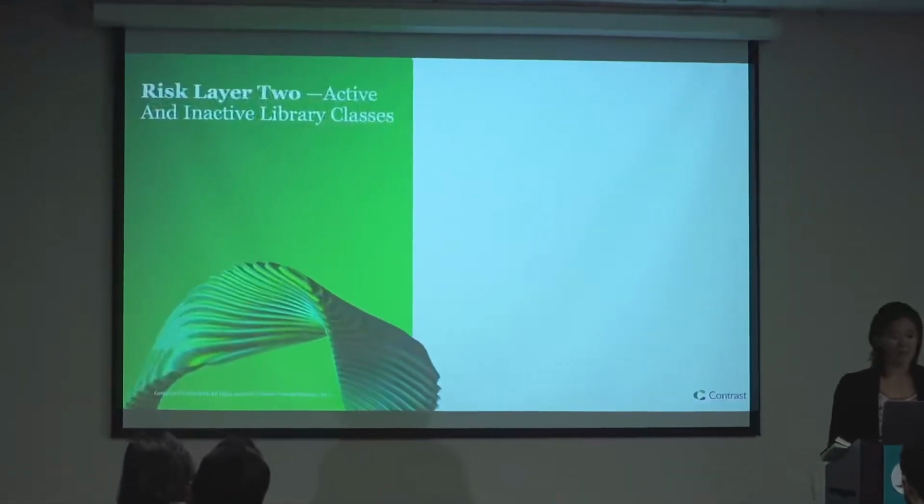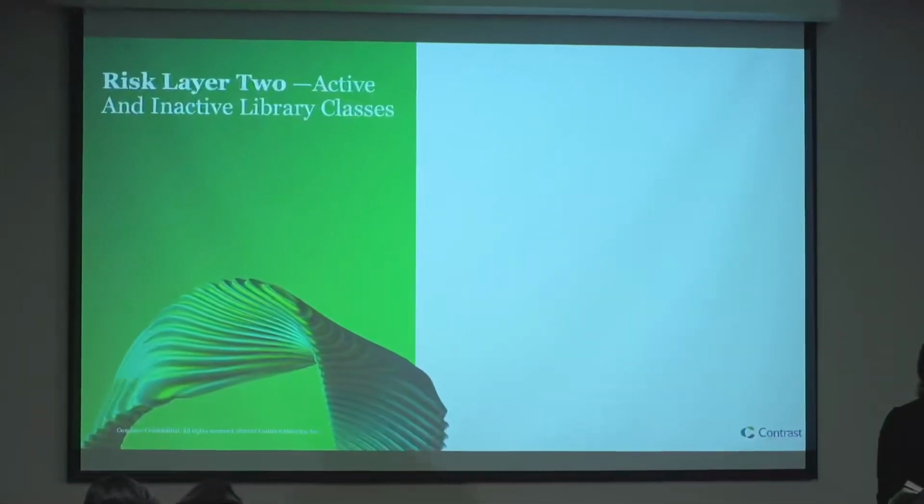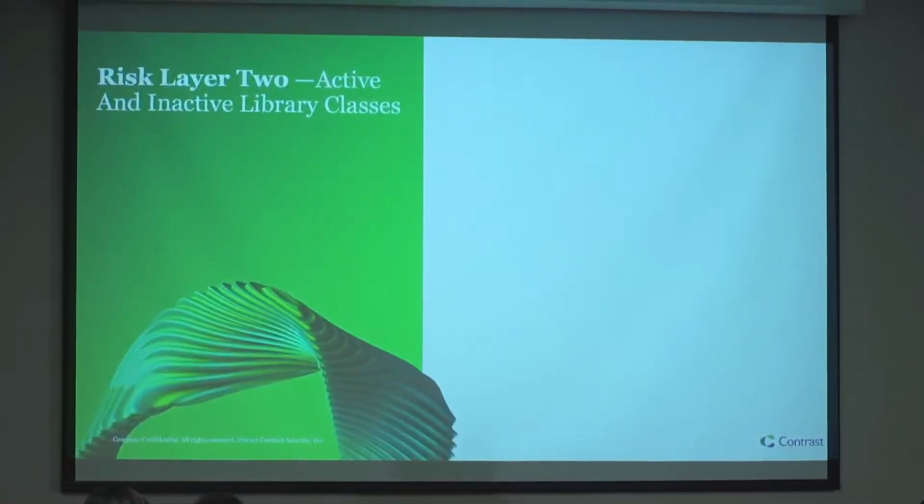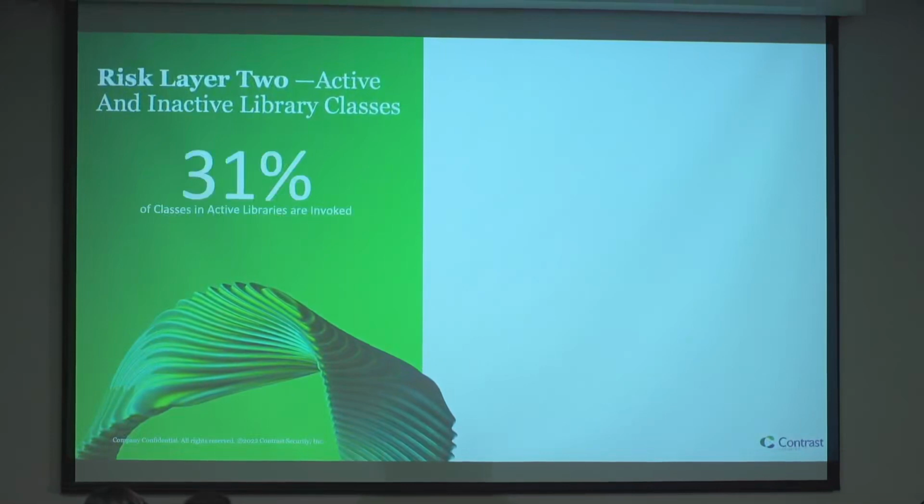All right, let's head on over to risk layer 2, active and inactive library classes. So you've got your active libraries and inactive libraries. Now the classes within the libraries themselves. Oh, I was supposed to ask you to guess. It doesn't matter.